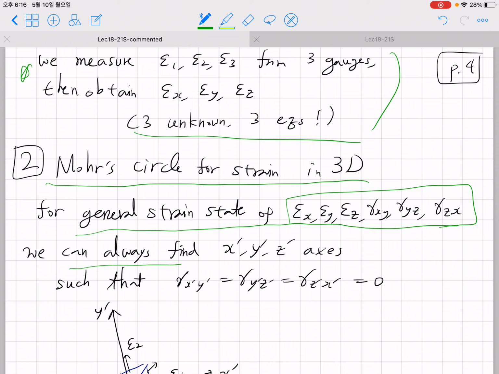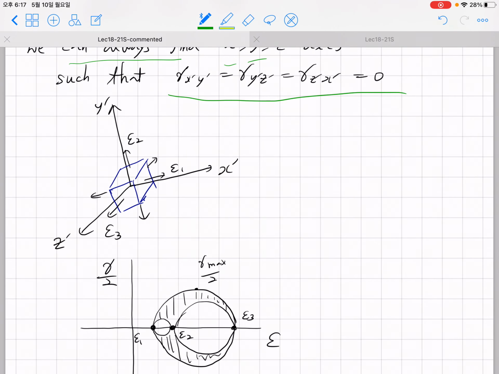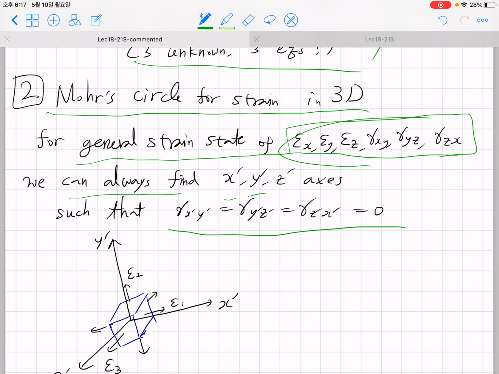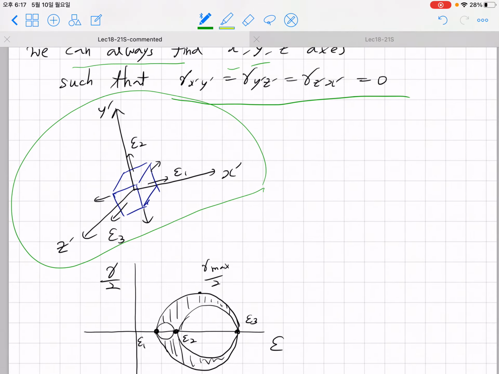We are always guaranteed to find x prime, y prime, z prime axes such that there is no shear strain component. Okay, so for any arbitrary state of 6 independent strain components, you are always guaranteed to find x prime, y prime, z prime coordinates such that there is no shear strain component.